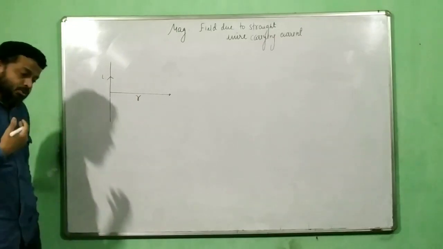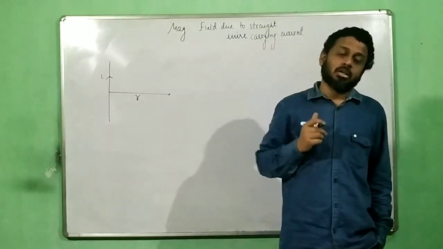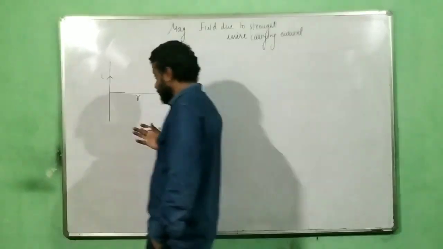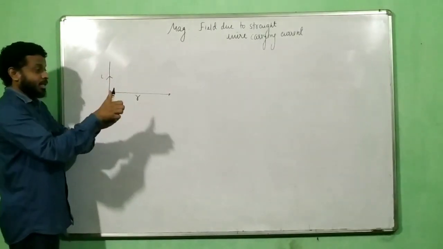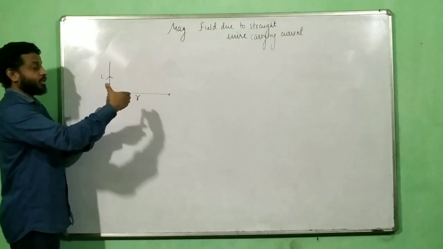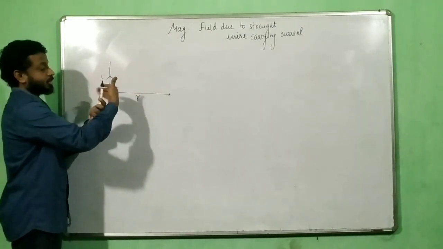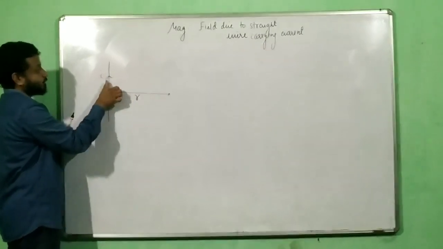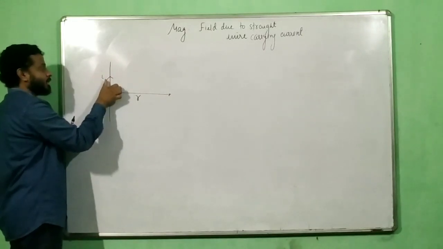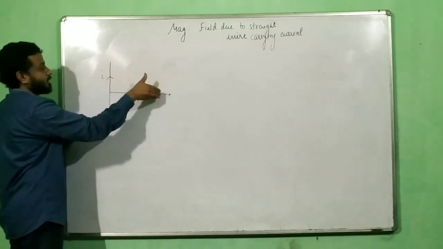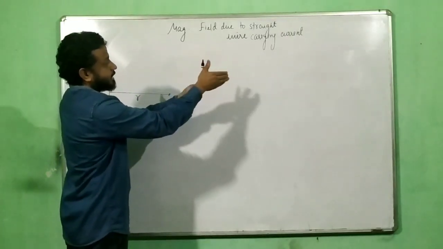Now there are two ways you can find the field due to a straight wire. One way is the one which you learned in class 10, where you stretch your thumb in the direction of current, and then you curl your fingers like this. Correct? Remember? That will give you the direction of magnetic field. So over here, if I stretch my thumb in the direction of current, then the field here will be inside.